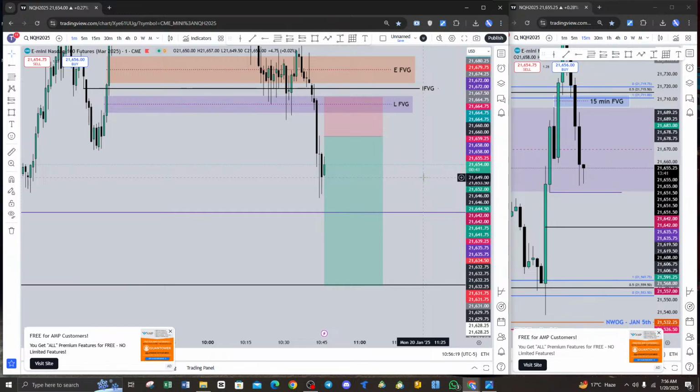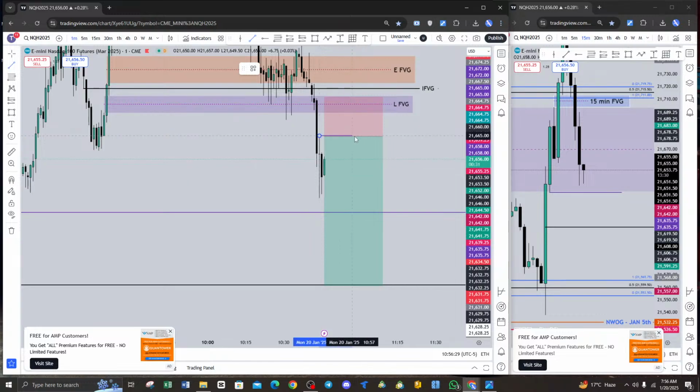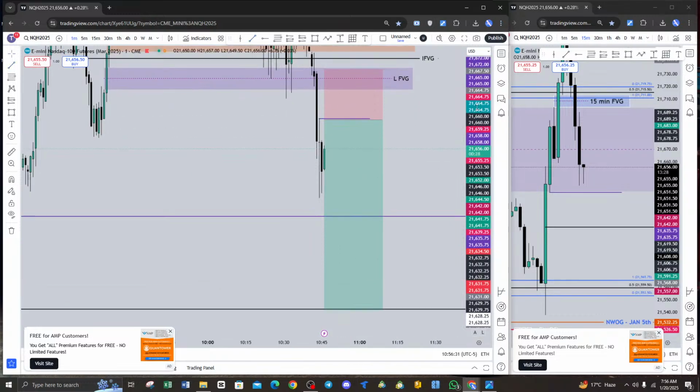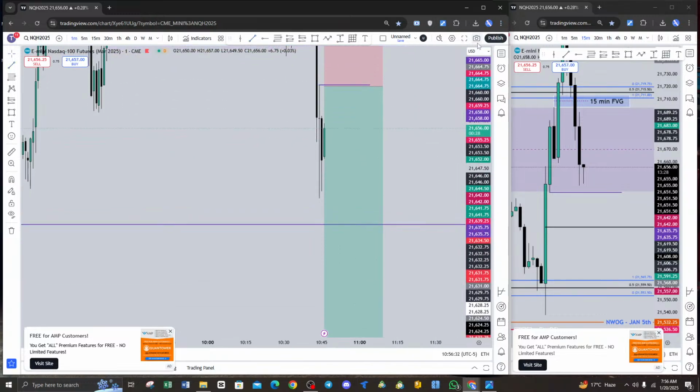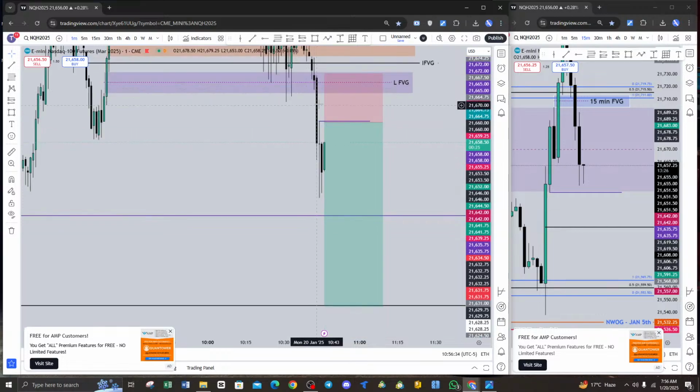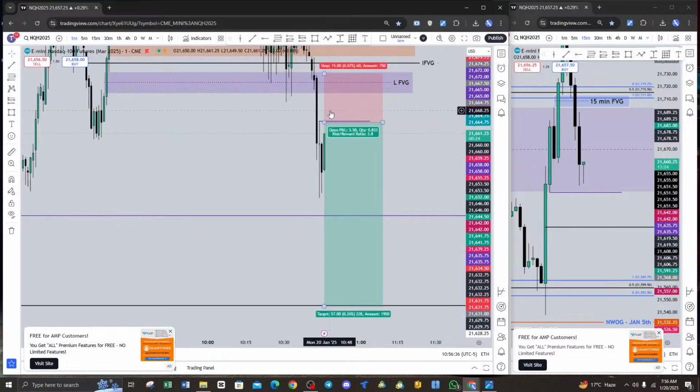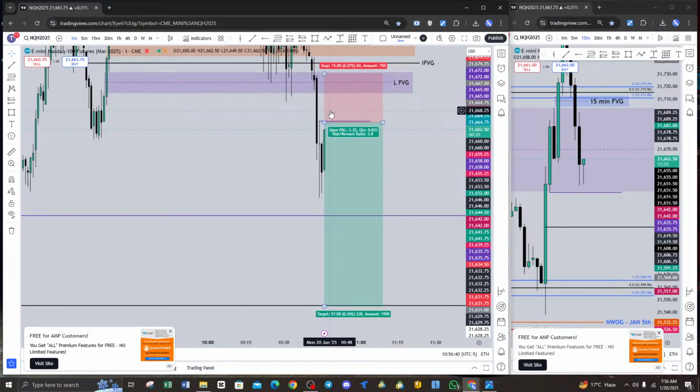So I hope the market will go and tap to this gap. Wait, let me mark this and show you which gap I am talking about. I am talking about this. Okay, this is the gap. So I hope the market will go and tap to this gap. Wait, let me mark this.